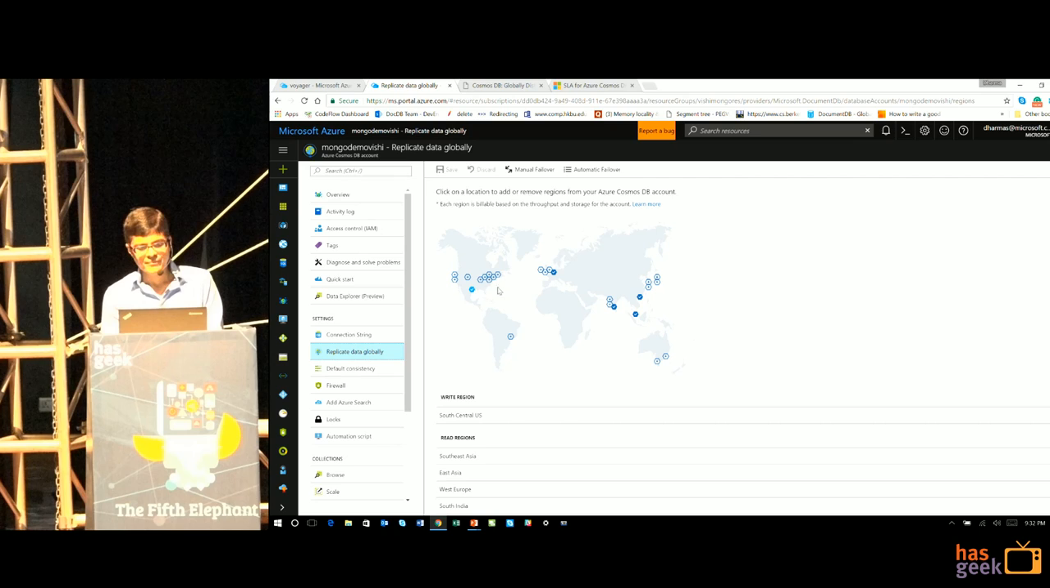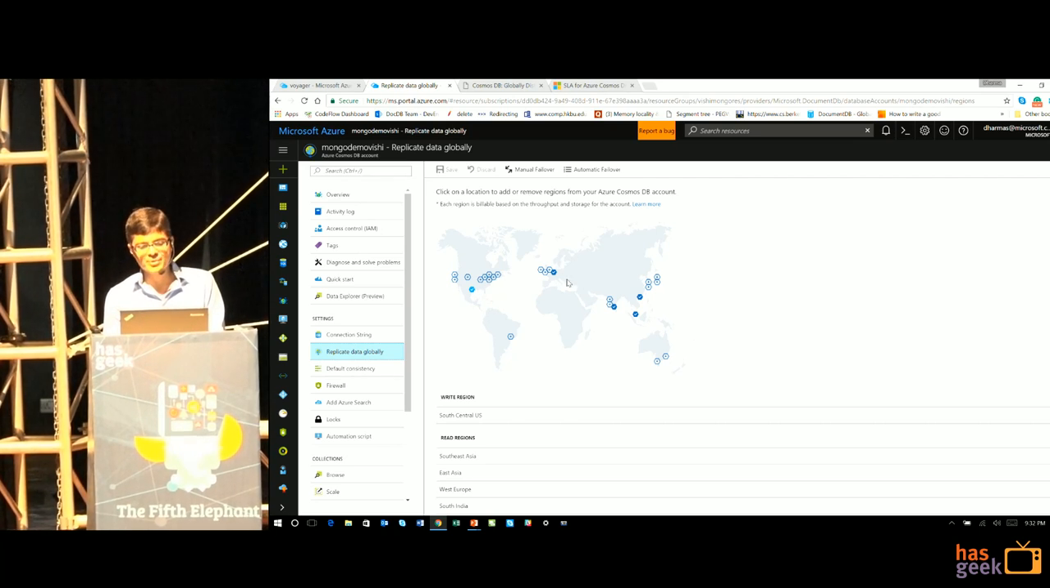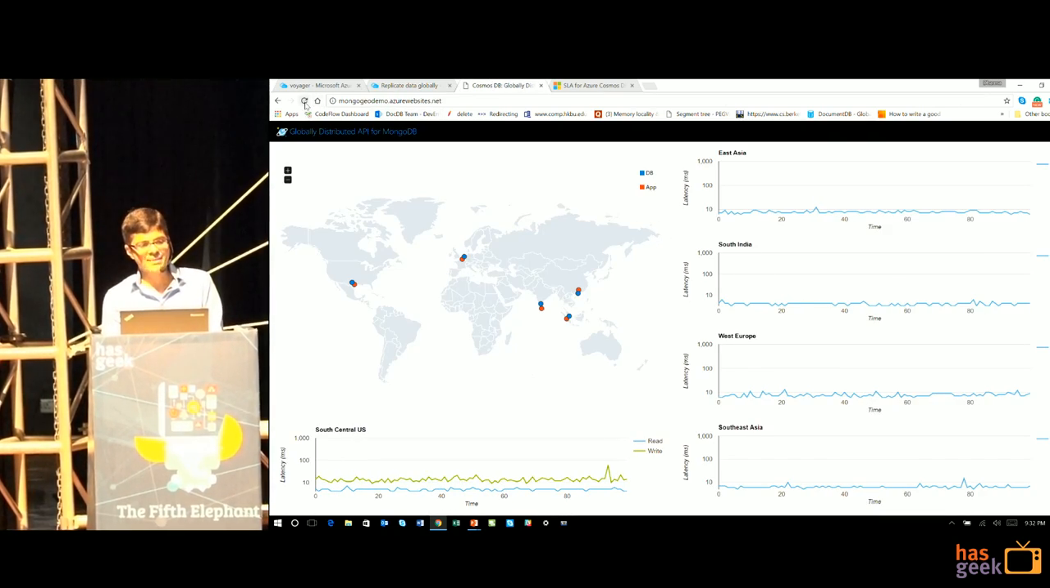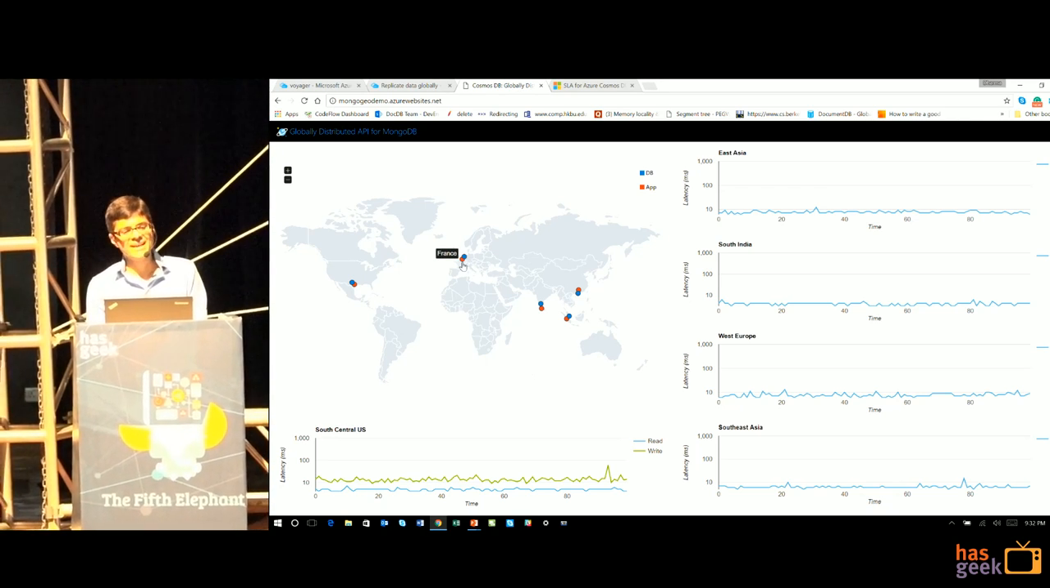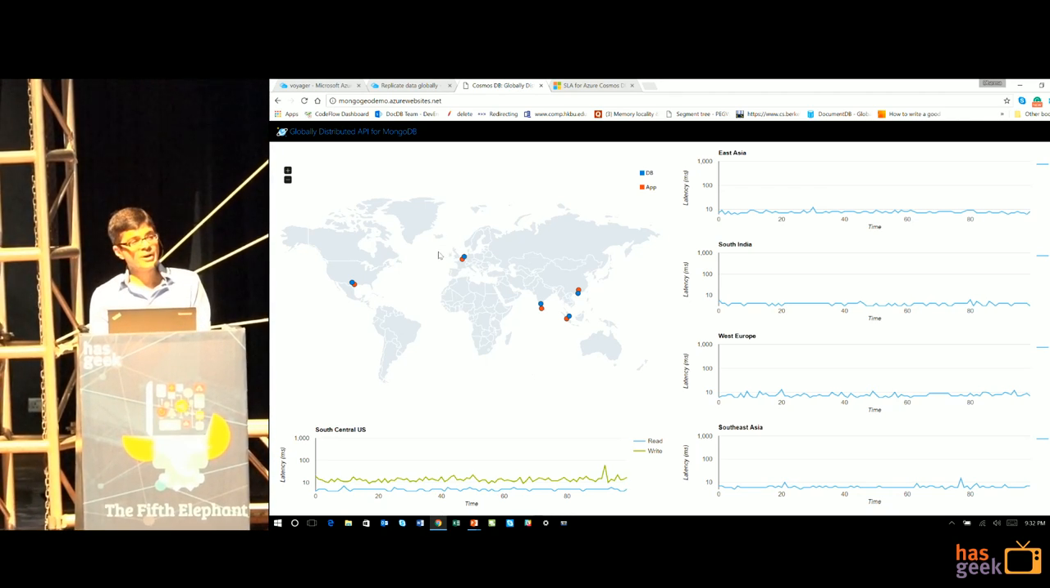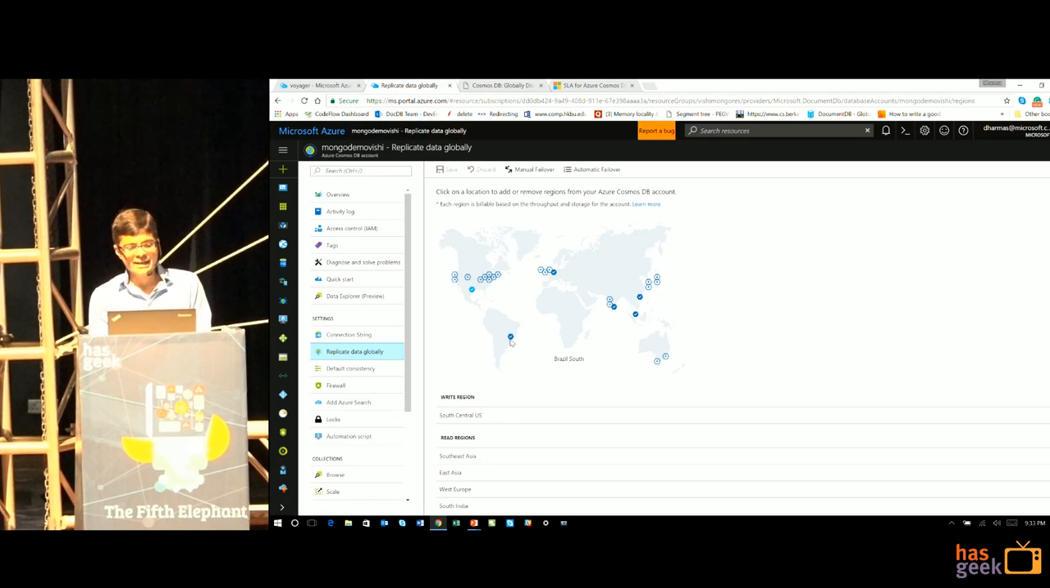So this is a single table that is distributed across 1, 2, 3, 4, 5 regions. This is an app that shows these, the blue dot is the database replica, and the red dot represents the application instance, the front end, that is working against that replica of a table. And these are the 5 regions it is in. I'm going to add the 6th region. I'm going to add Brazil South.